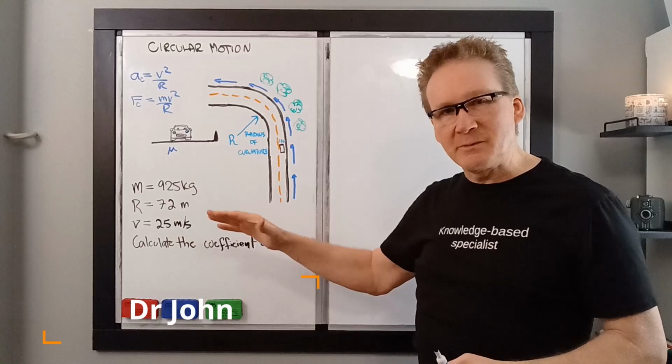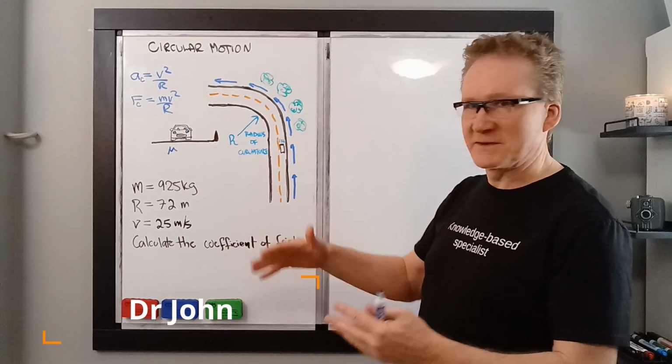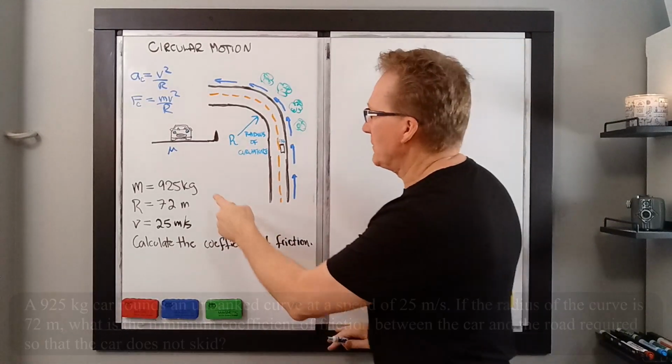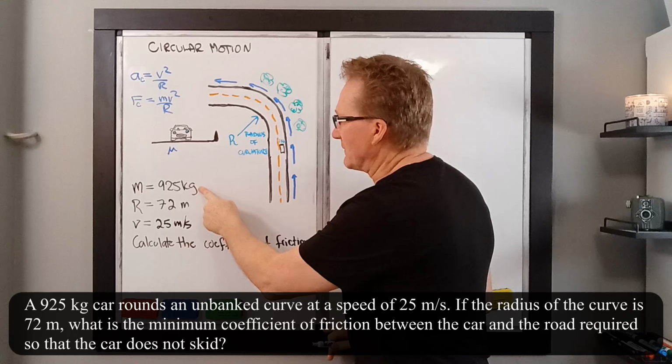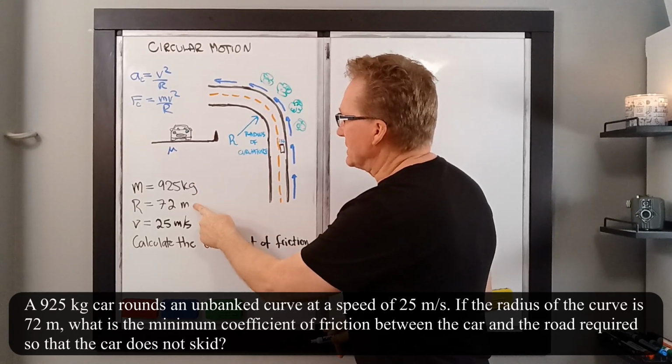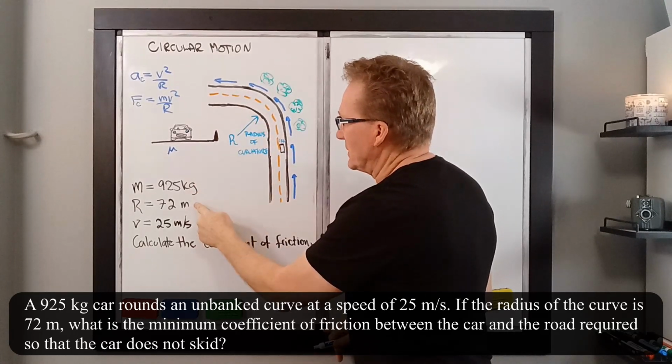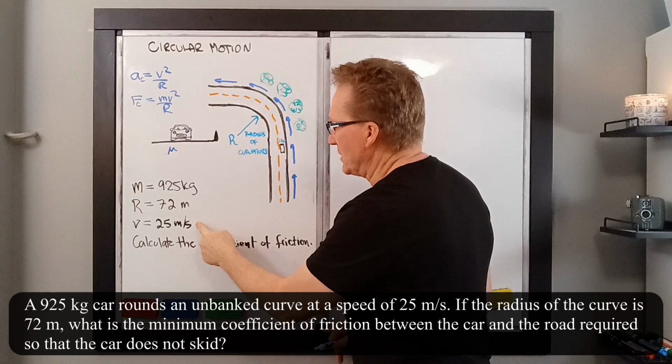This one is extremely similar to the previous one. If you haven't seen that one, go back and watch that one. Here we have a car of mass 925 kilograms going around a radius of 72 meters with a velocity of 25 meters per second.